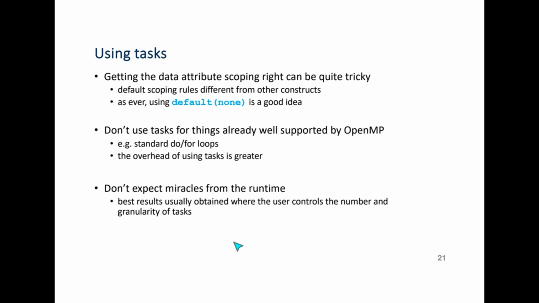Okay, so some hints about using tasks. As I've already said, getting the data attribute scoping can be quite tricky. The default rules are different, and using default none is a really good idea. In general, you probably shouldn't use tasks for other things which are already well supported by other OpenMP features. So, for example, for the regular do or for loops, tasks will work, but the overhead of using tasks is greater.